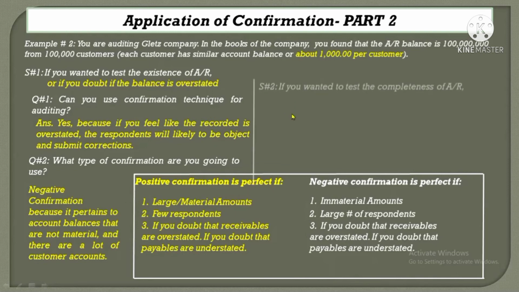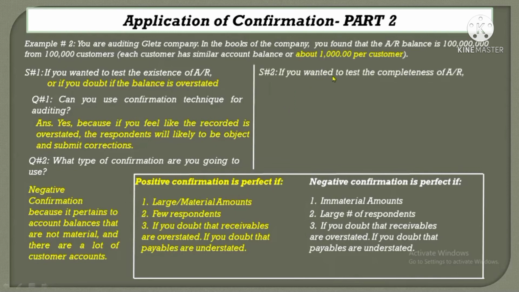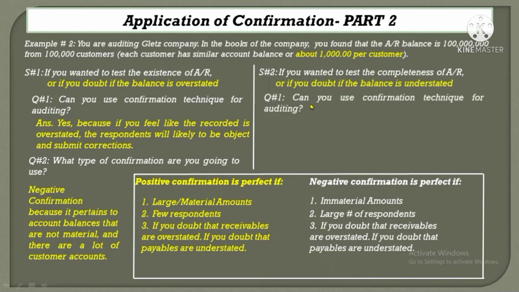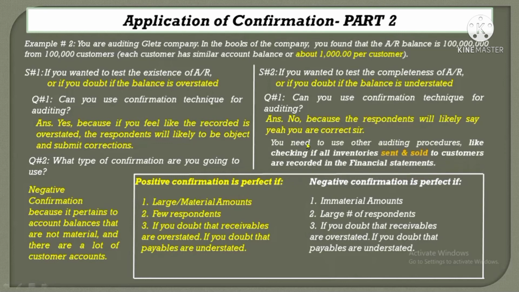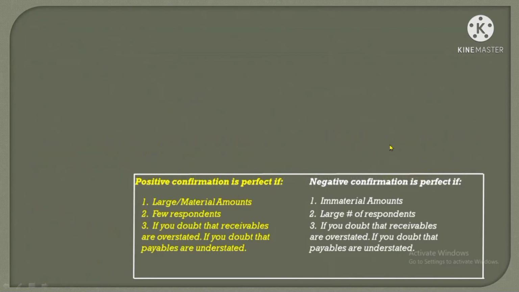So situation number 2. If you doubt that the balances are understated, the same question number 1, can you use the confirmation technique for auditing? Answer, no. And since you cannot use the confirmation technique, again, you need to use other auditing procedures. Now, let's go to example number 3.